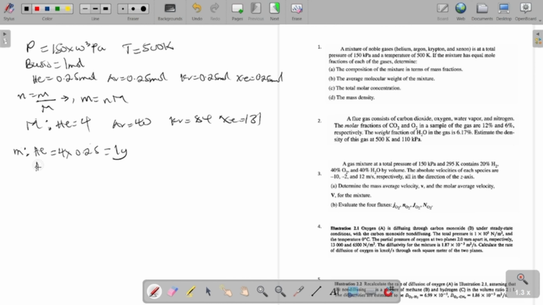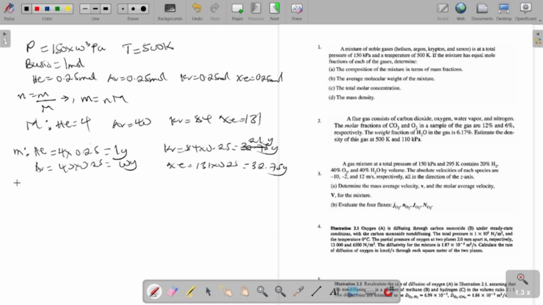Then for argon, which is 40 times 0.25, that gives me 10 grams. Then krypton, which is 84 times 0.25, I'll get 21 grams. Then for xenon, which is 131 times 0.25, I'll get 32.75 grams. So having the masses, I can get the mass fractions.